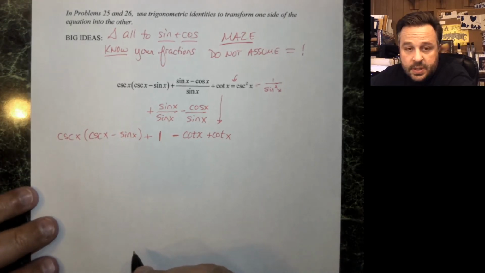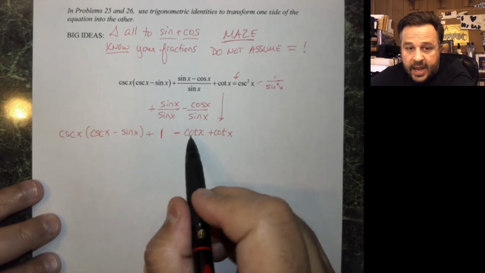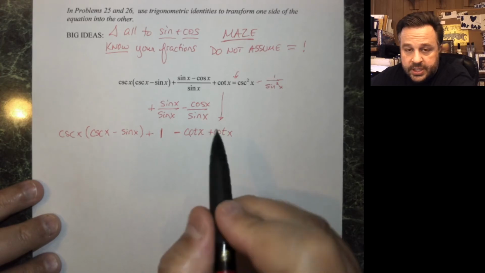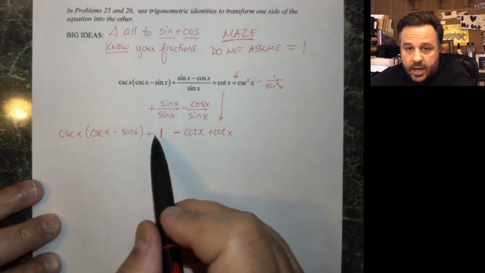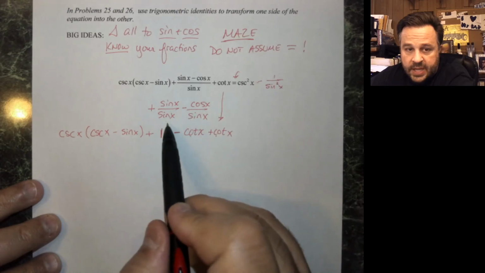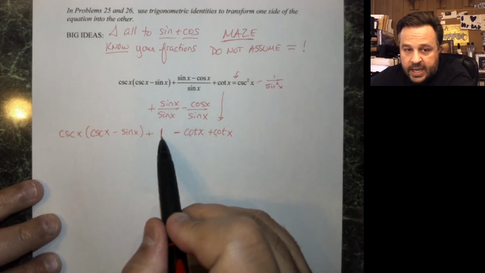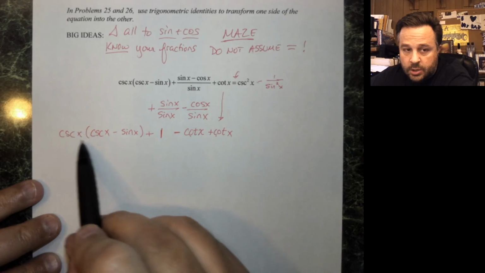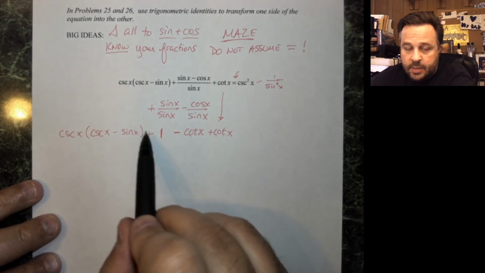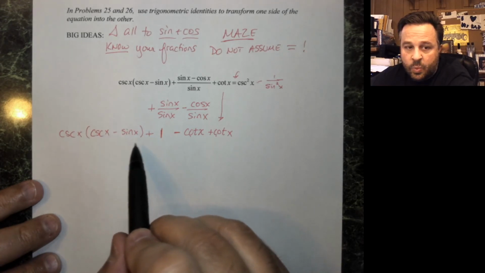we have this. Well, look at this. I have a negative cotangent, a plus cotangent. Hopefully you can see what's going to happen there. In order to get to this 1 over sine squared of x, I've got to come up with a negative 1 that'll cancel this out. So look into this to somehow get it to become a negative 1.